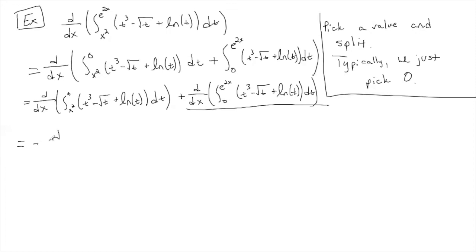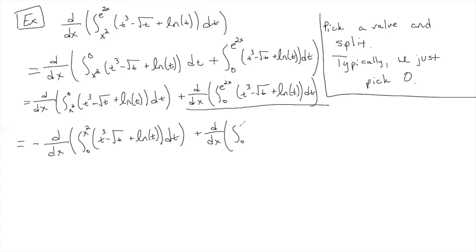So I pull the negative out. You could just put the negative out here. You don't have to do it in 2 steps like I did last time. Negative derivative of the integral from 0 to x squared of t cubed minus square root of t plus ln of t dt plus, and I'll just apply it all in one step, meaning I'll just rewrite it this time. t cubed minus square root t plus ln t dt. And now finally, we can apply the fundamental theorem, right? Or at least the chain rule version of the fundamental theorem.